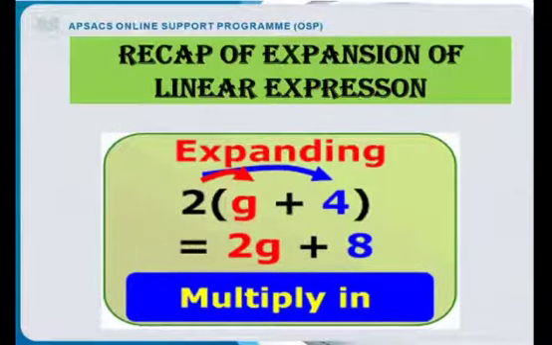Expanding. How are we expanding? If you can see, there is a bracket, with 2 outside the bracket and g plus 4 inside the bracket. Now this 2 is going to multiply by g and also by 4, and this whole process is called expanding. 2g plus 8, we are multiplying both by 2. So this process is basically known as expansion.